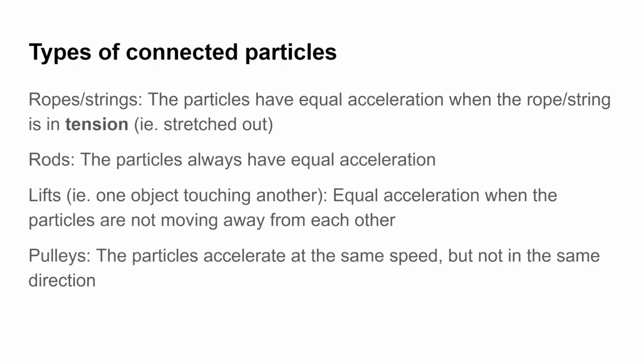That differs to rods, where no matter which way they're moving, they both can have equal acceleration. Lifts is when one object is either on top of or to the side of the other. In that case, they're only going to have equal acceleration if one of them is pushing on the other, moving towards it. And finally, pulleys are like strings, except the accelerations of the two objects will be the same magnitude, but they'll have different directions.